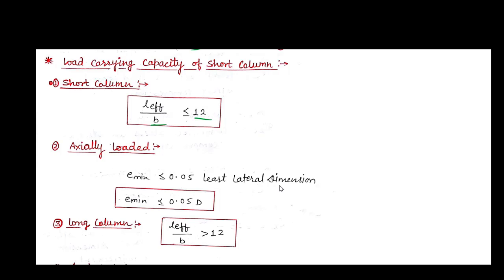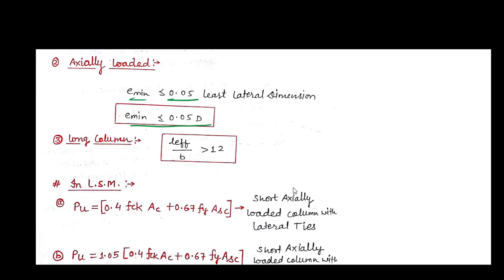And for axially loaded columns, e minimum should be less than or equal to 0.05 times the least lateral dimension. So we have summarized this as e minimum should be less than or equal to 0.05 D. So for axially loaded columns, this condition should be satisfied. And third, for a long column, you know the condition that L effective by B is greater than 12.